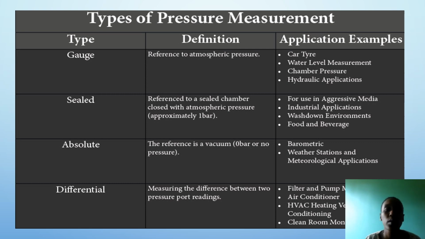Another type of pressure measurement is differential. Differential measures the difference between two pressure port readings. It is commonly used to measure the difference between the pressure port readings. We can ask ourselves where it is applied. It is applied in filters and pumps. It is applied in air conditioners.